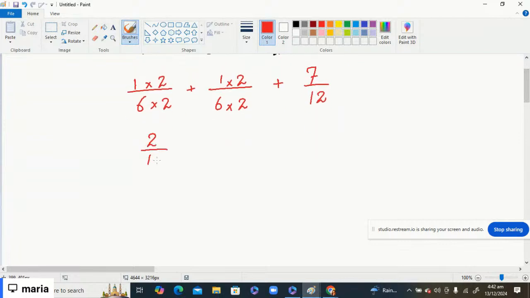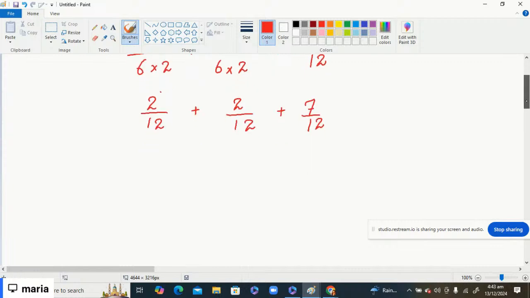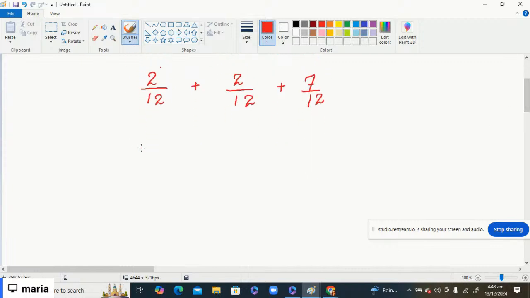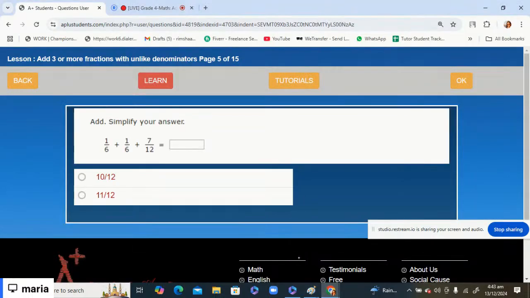So 2 by 12, 2 by 12 plus 7 by 12. Why is it 2 by 12? 2 times 1 is 2, 6 times 2 is 12. 2 times 1 is 2, 6 times 2 is 12. So for now, 12 is here. It's 2 plus 2 plus 7. So it's 4 plus 7, that is 11 over 12. Let's see the answer. Yeah, it's here, 11 over 12.